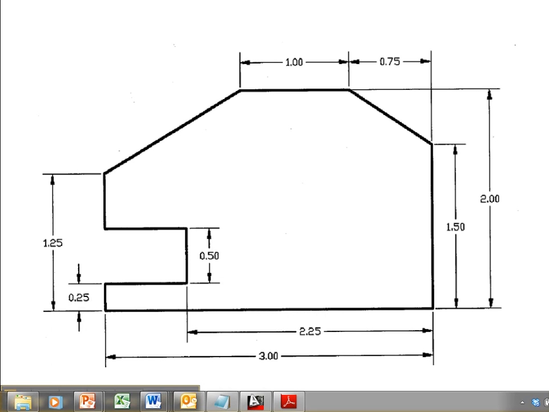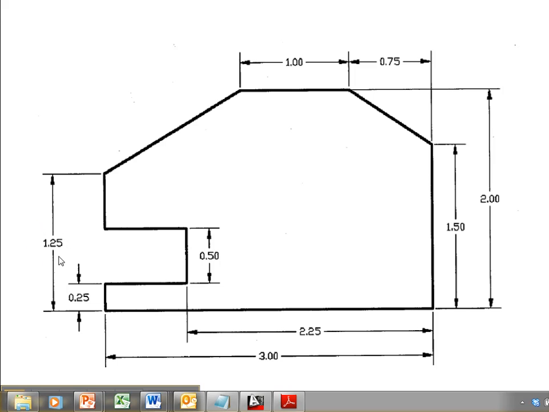Here you can see we have exercise one. It's loaded in the same way that you would see it in the textbook. What we need to do now is pick a spot that we're going to actually use as our 0, 0, or our start point. I'm going to use the lower left corner of this diagram.